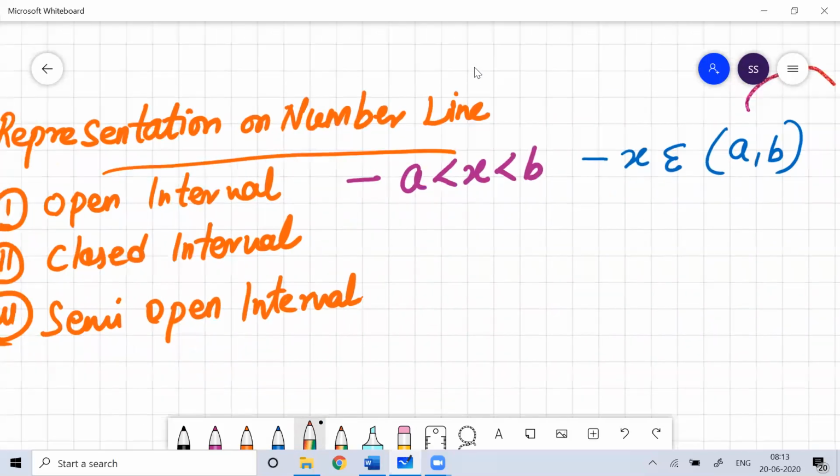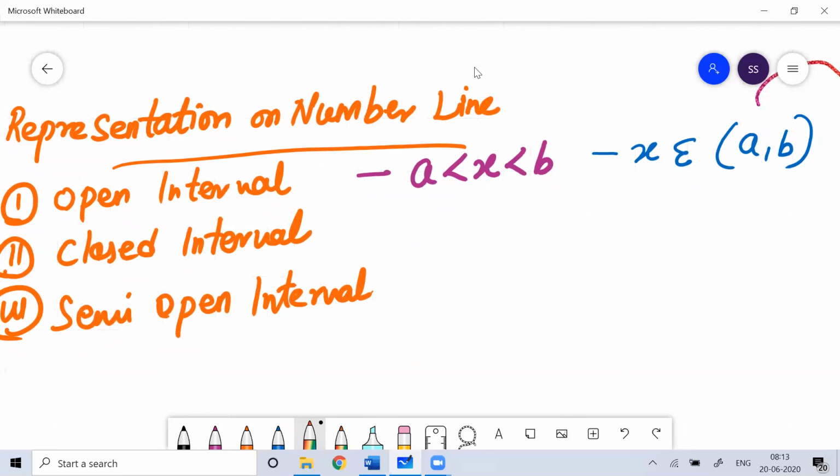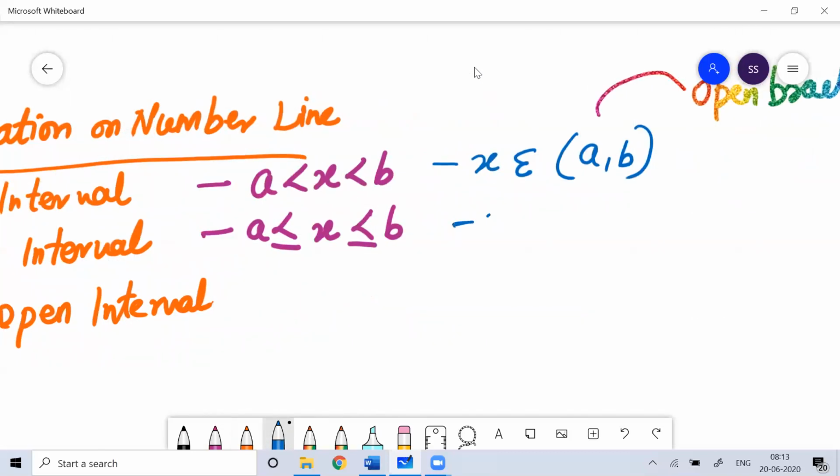Okay, now talking of closed interval. So when we talk about closed interval, what we basically discuss, maybe suppose, x is more than or equal to a, but less than or equal to b. So the relationship can be like this. It's again an example. So here I can write x is an element from a to b.